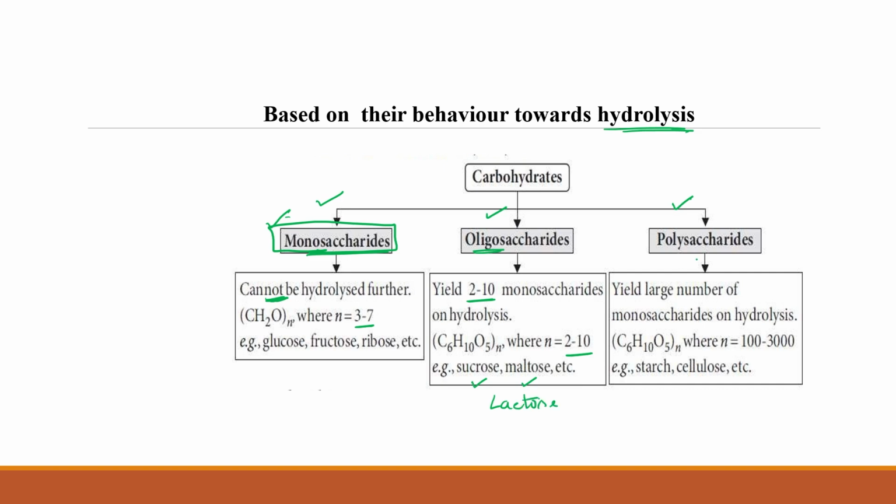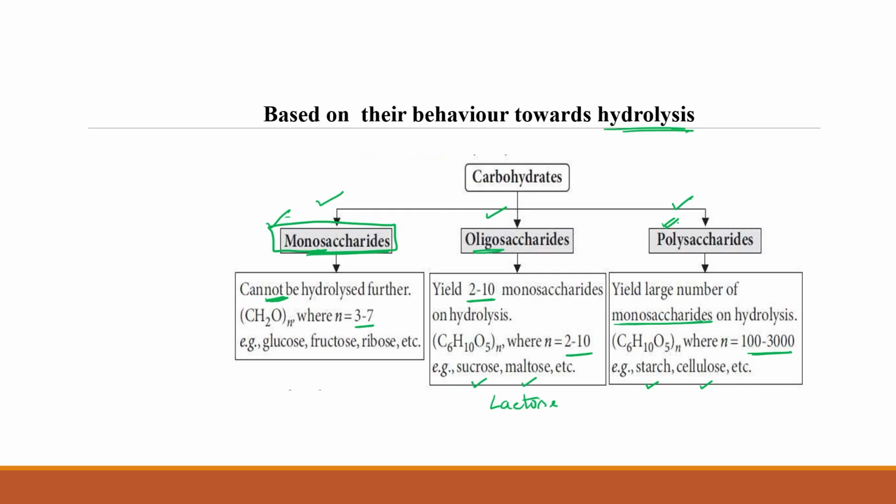Okay, polysaccharide: if hydrolysis occurs in this particular polysaccharide, we will get n number of monosaccharide units, and n means 100 to 3000 molecules. And what are the examples? Starch, chitin, cellulose. These are under complex carbohydrates or polysaccharides.